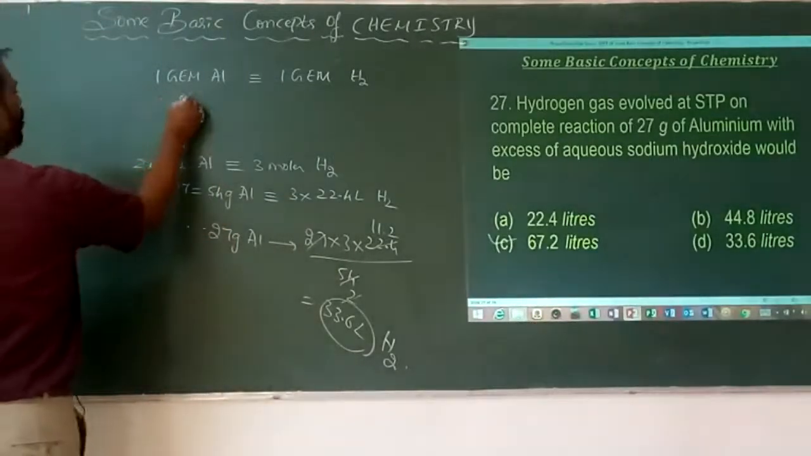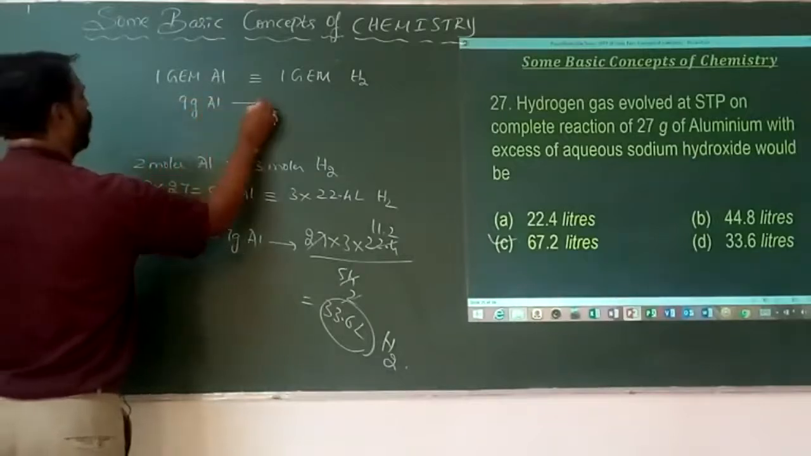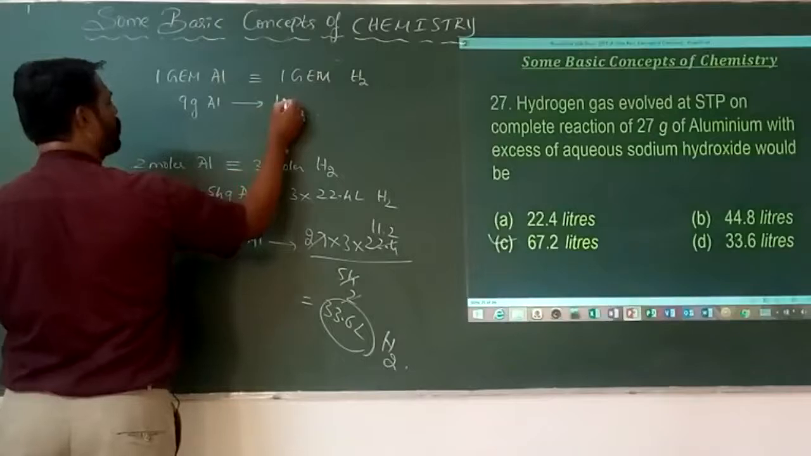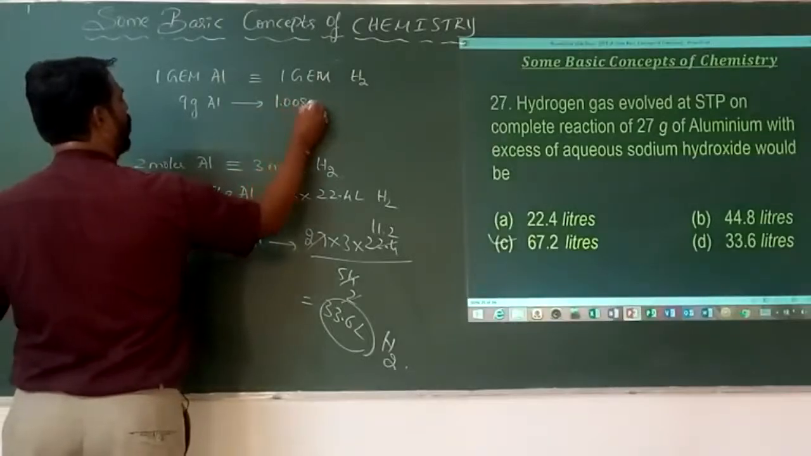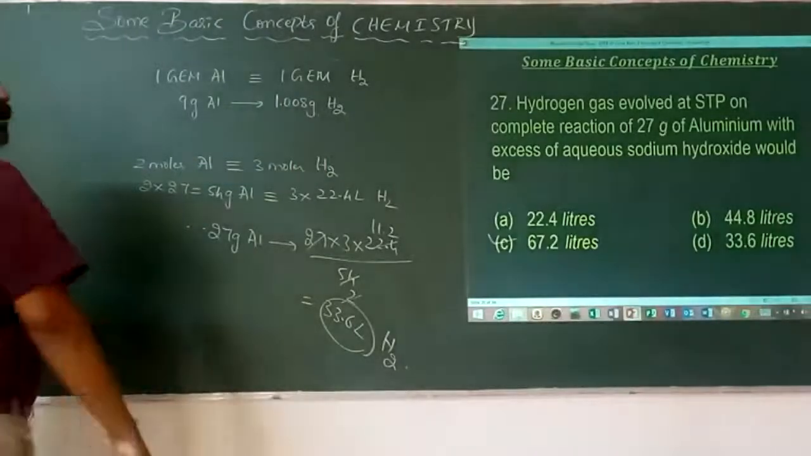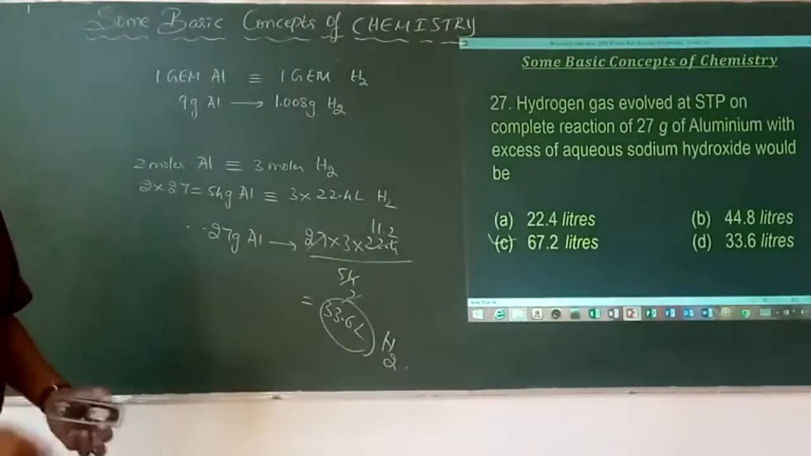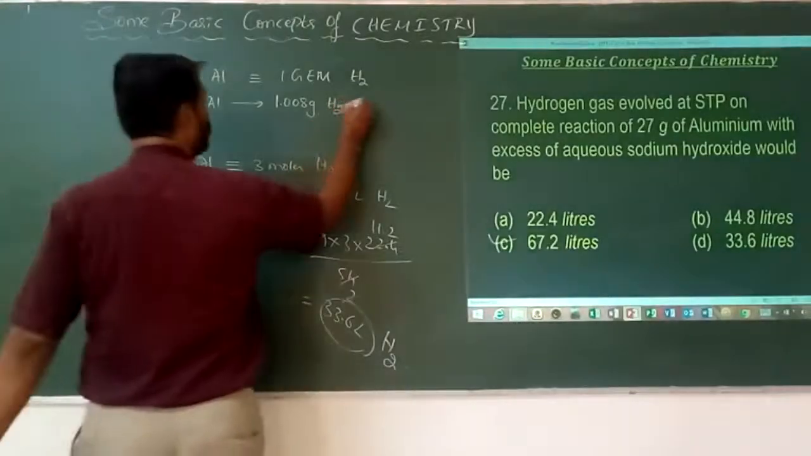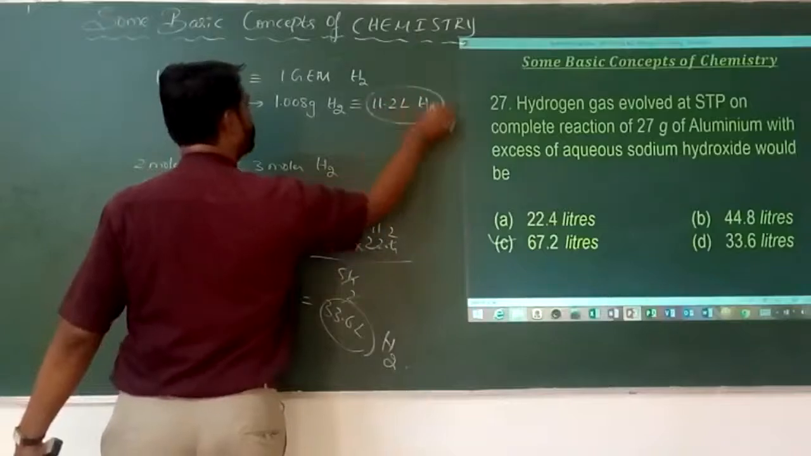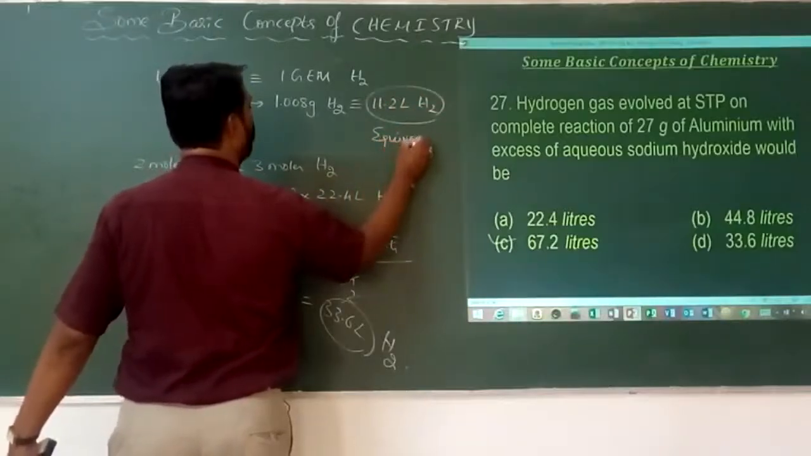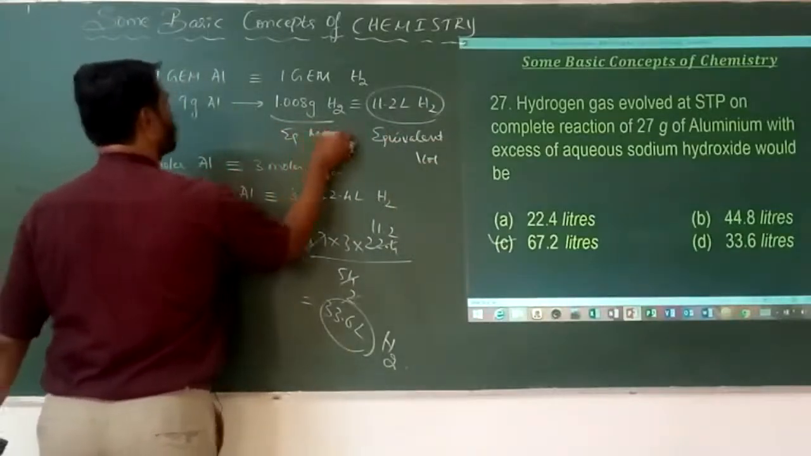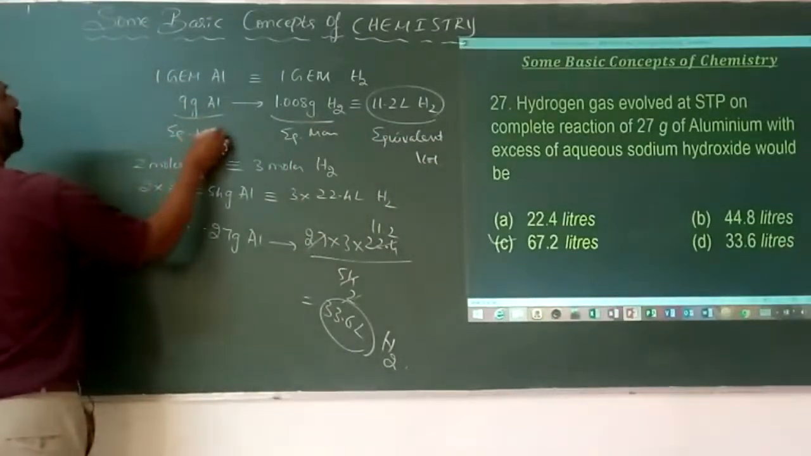Therefore, 9 grams of aluminum is equivalent to 1.008 grams of which one? Because what is 1.008? Or nearly 1. It is the equivalent mass of hydrogen. We know that it is always equivalent to 11.2 liters of hydrogen, because this is called the equivalent volume. This is called the equivalent mass.